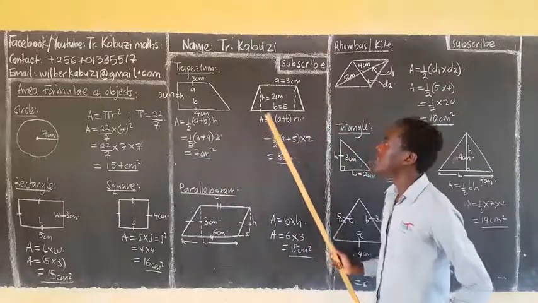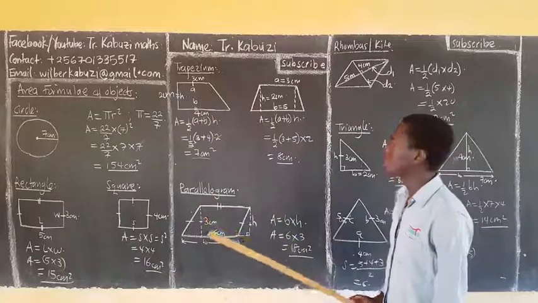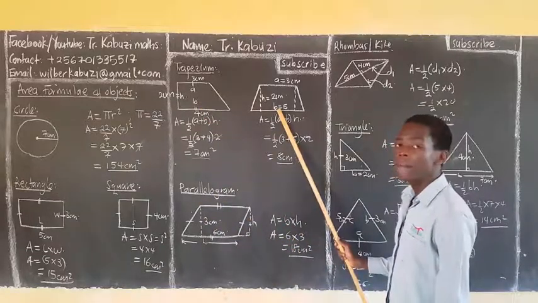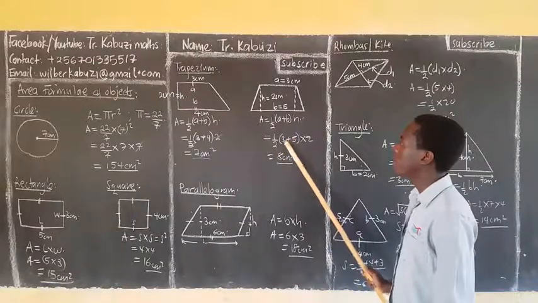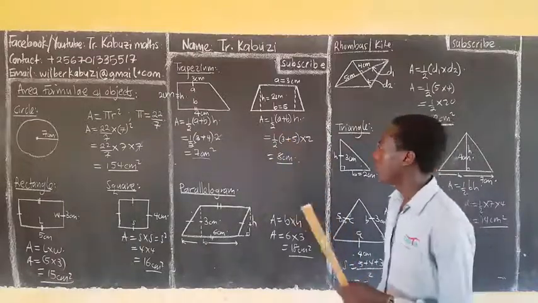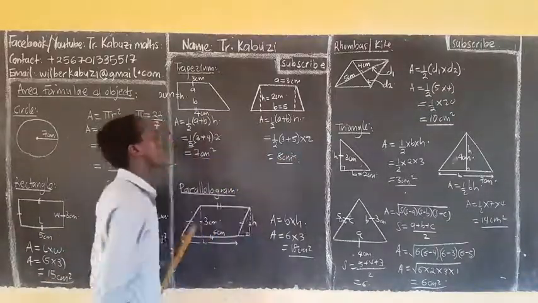When you come to this one, from here up to here is longer, if you compare the two. So this remains my B and this is my A. Putting in the formula, you have 3 plus 5, this and this cancel, and you have your area in meters squared.